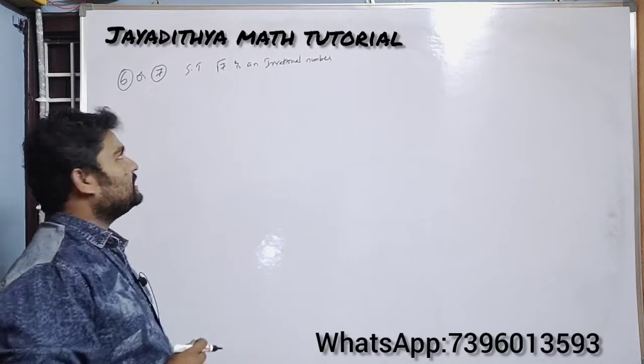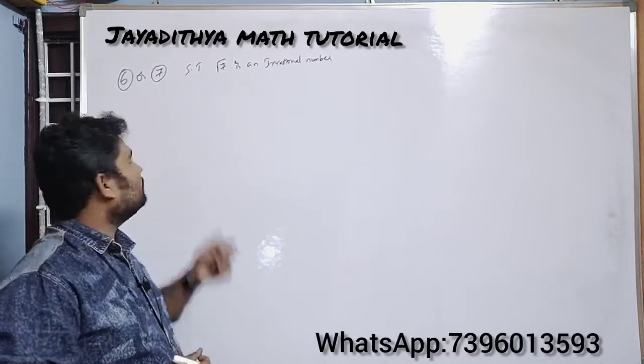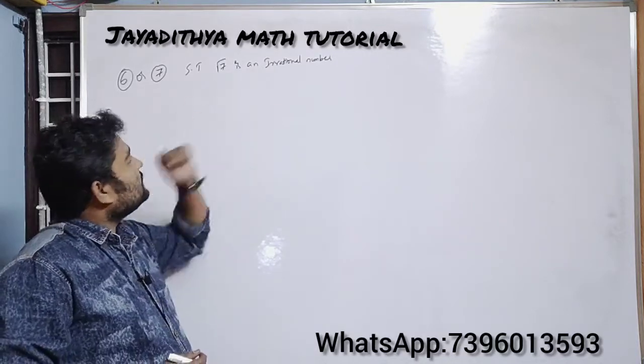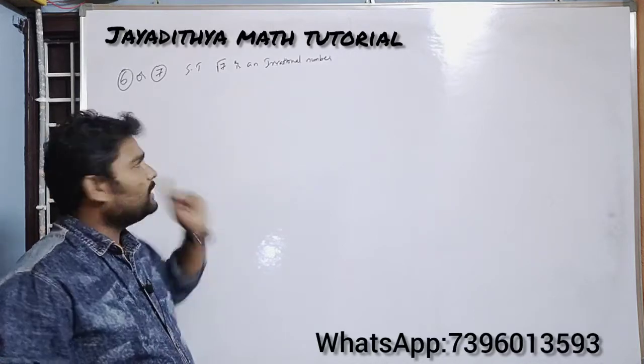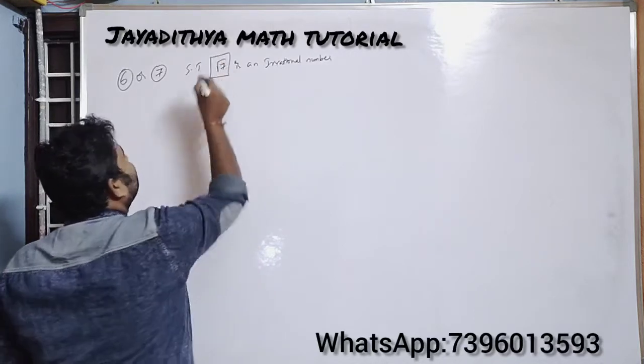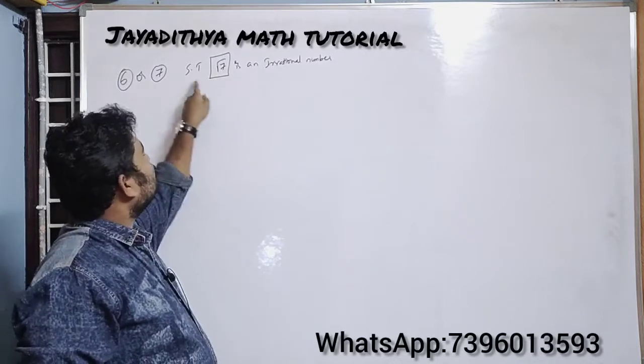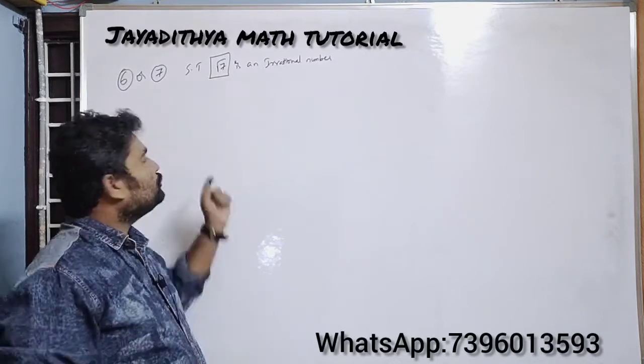Root 7 is an irrational number. In your textbook you have root 2, root 5, but he is asking root 7, whatever might be the number under the root. The method is only one. If you are asked to show that it is an irrational number, what do you need to do?